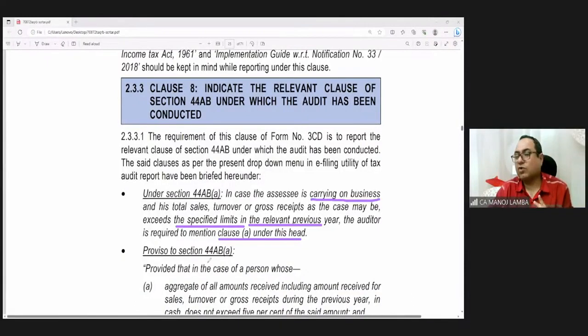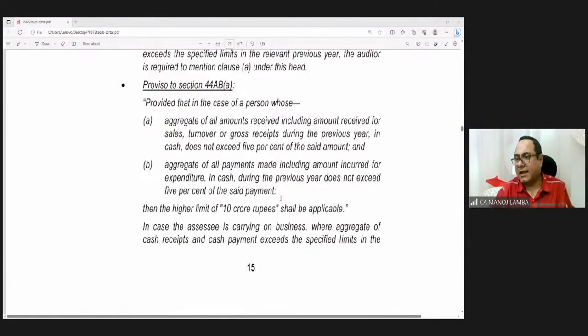Please try to appreciate. Now moving to the proviso to section 44AB, sub section A, provided that in case of a person whose aggregate of all amounts received, including amount received for sale, turnover, or gross receipt during the previous year in cash does not exceed 5% of that amount, and aggregate of all payments made, including amount incurred for expenditure in cash during the previous year, does not exceed 5% of the said payment, then the higher limit of 10 crore shall be applicable.